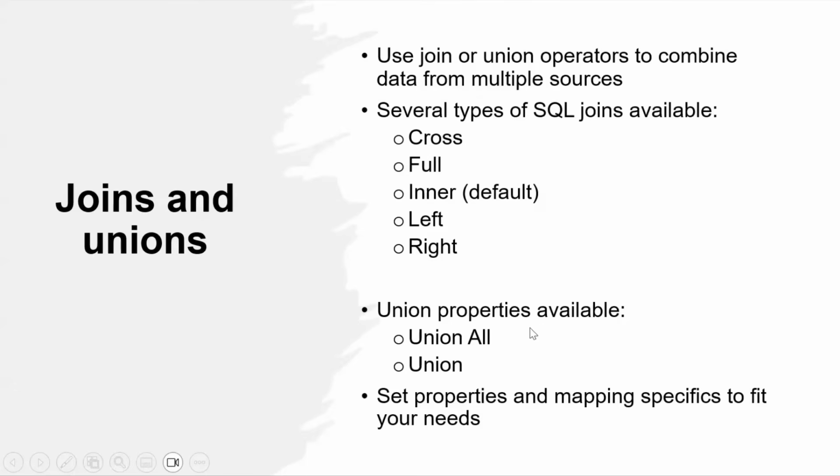Union properties available are union all or union. Set properties and mapping specifics to fit your needs. So these are the properties of joins and unions that will be available.